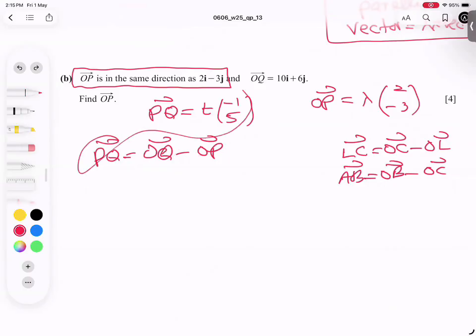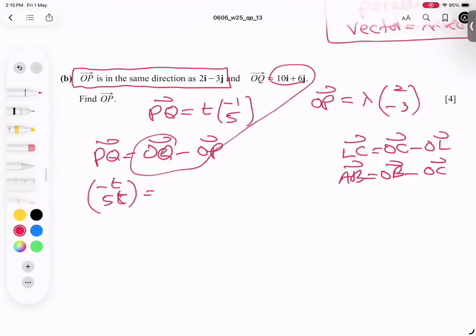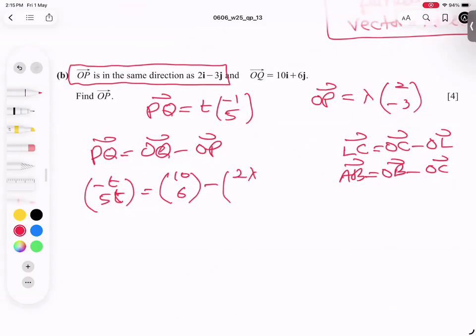So this value will come from here. I'm multiplying t inside. I got negative t and plus 5t. Where's OQ? OQ is given by him. I'm writing from here 10, 6. Where's OP? OP is this. I'm writing here 2 lambda and negative 3 lambda.